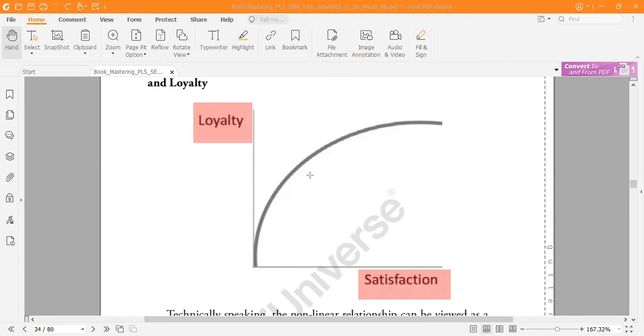In this way, you can be clear regarding this type of non-linear relationship if it is available in your data.